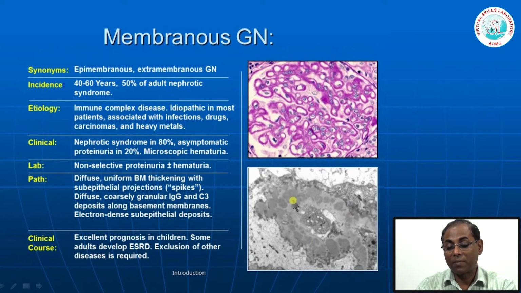like here in this small diagram, you can see there are a lot of electron dense deposits, and these deposits are classically present in the subepithelial site. They are near the podocyte, and the podocytes also show the secondary changes of effacement of foot processes and other changes. The prognosis in children is usually good, but in adults some of them are progressive and develop end stage renal disease, and exclusion of other disease is also required.